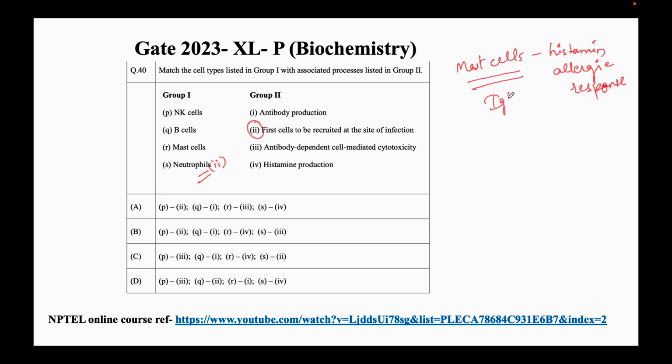Mast cells work with the help of IgE. IgE is the immunoglobulin which is responsible for allergies, right? And this IgE is released by B cells. B cells will always release antibodies, and this antibody is released in response to the allergen from the B cell, and it will go and bind on the mast cells, and then mast cells will release histamines and induce an allergic response from the body. So mast cells: histamine production, allergic response.